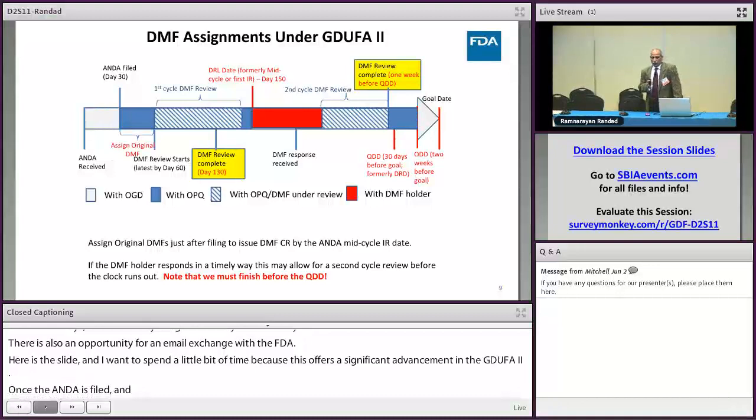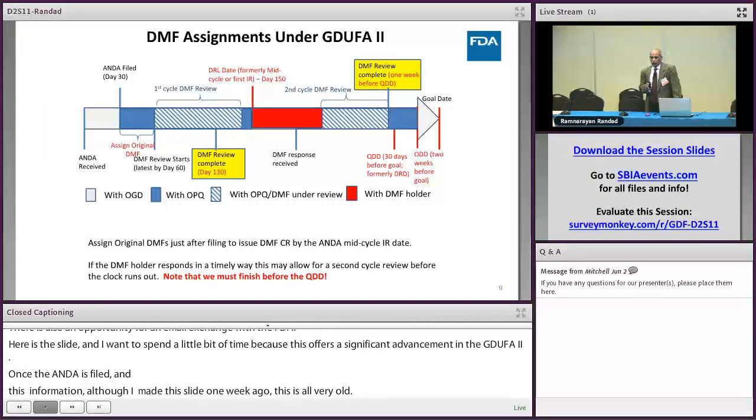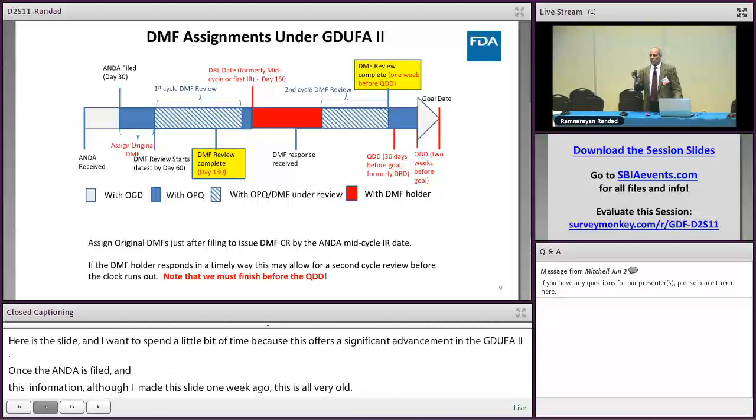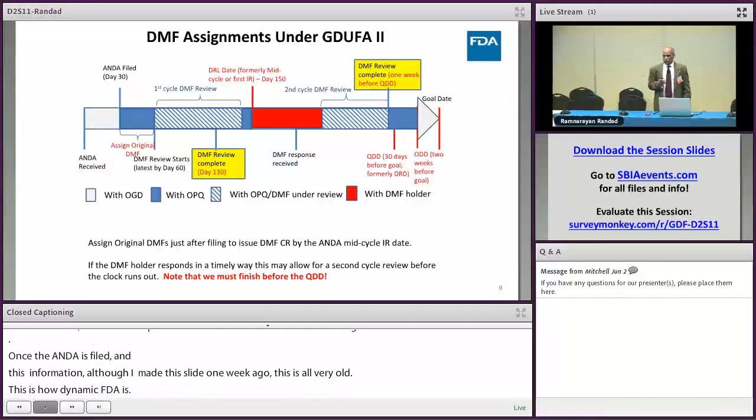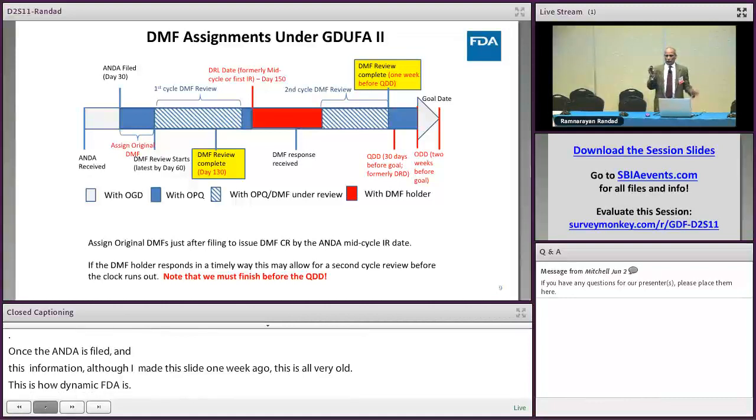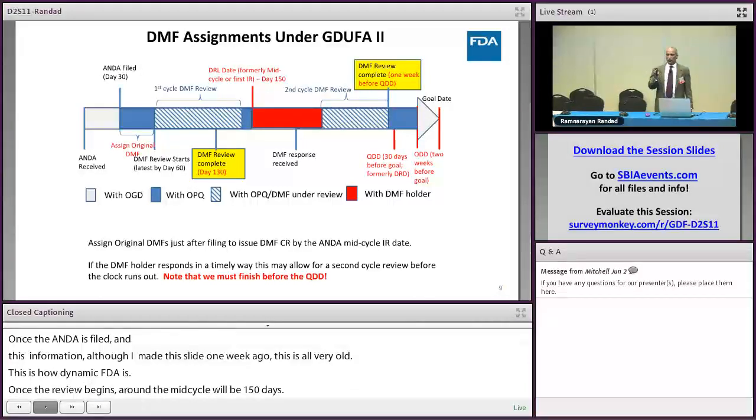So once the DMF review begins, around the mid-cycle for a standard ANDA will be 150 days. And the agency came up with a guidance yesterday, and it says the mid-cycle for a standard ANDA will be 130 days plus 30 days. So that's why this slide, as I said, is already old. But let's keep that in mind.